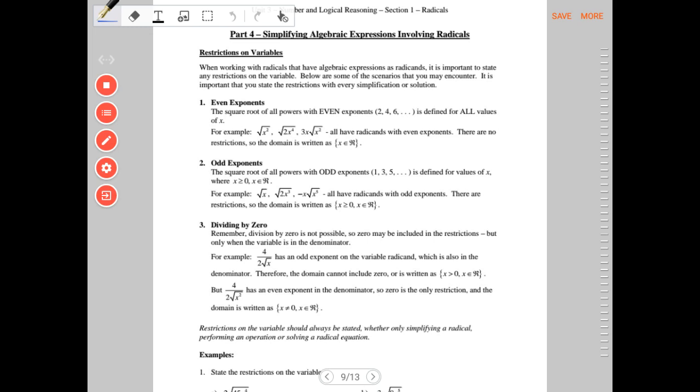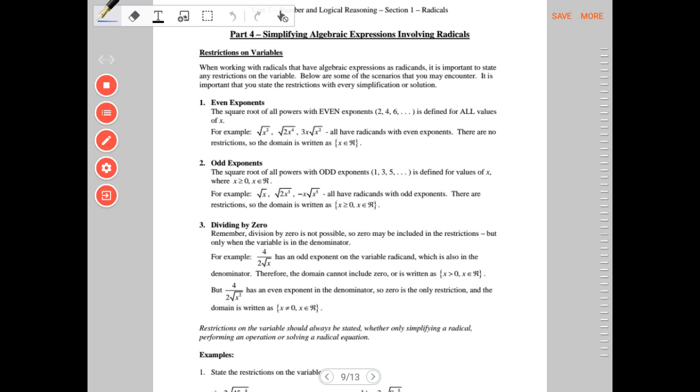Here are some scenarios you might encounter. It's important you state the restrictions with every simplification or solution. So every time you simplify, if you have letters under your root sign, you should tell what the restrictions are. And later on, we're going to be doing some solving. Same thing.